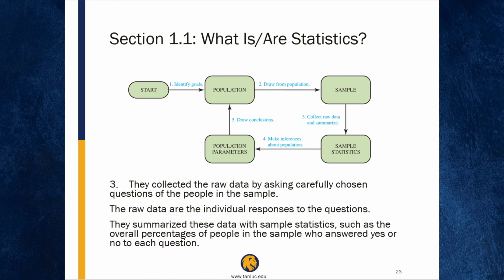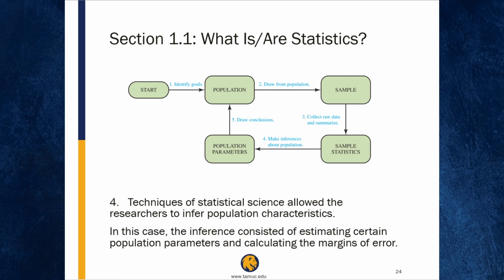They summarized this data with sample statistics such as the overall percentages of people in the sample who answered yes or no to each question. And then for step 4, they used techniques of statistical science to allow them to infer population characteristics. In this case, the inferences consisted of estimating certain population parameters and calculating the margin of error.